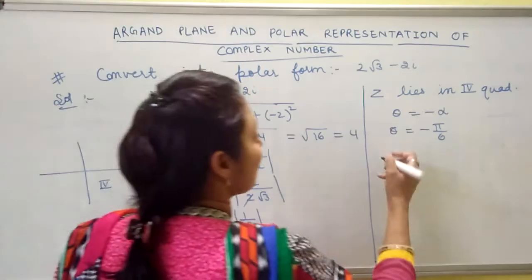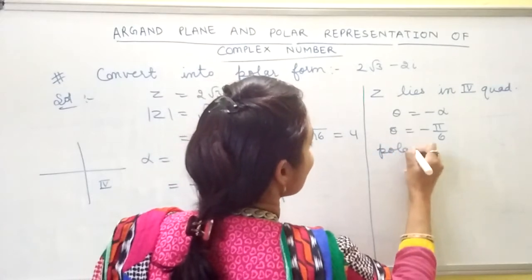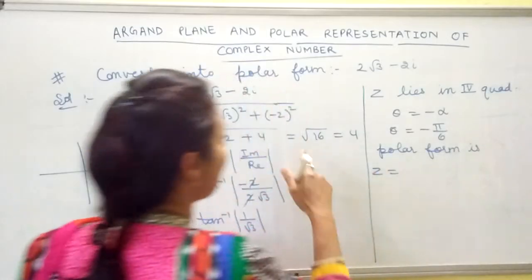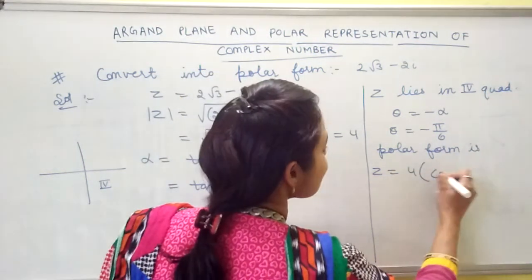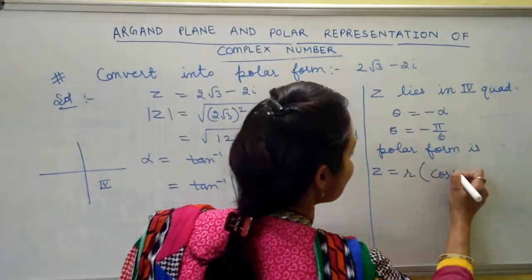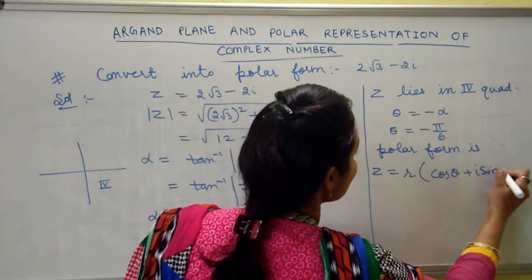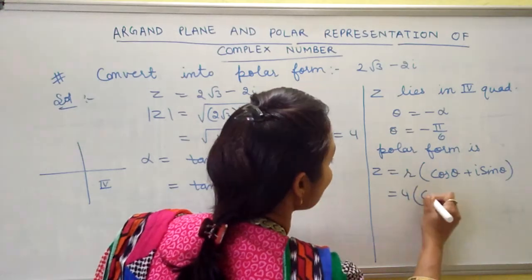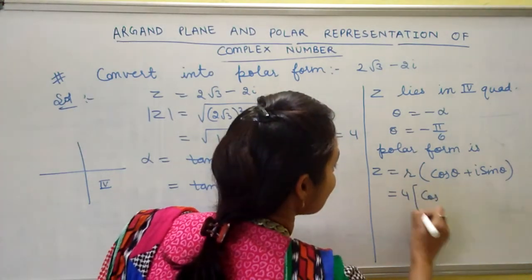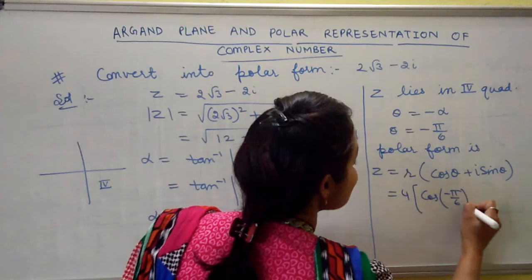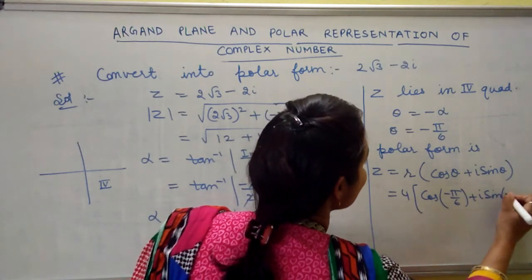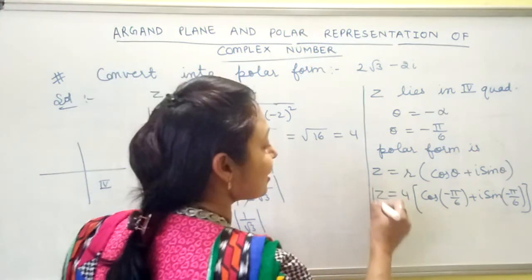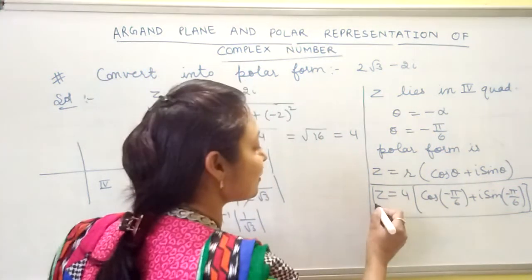Right? Now put the values. The polar form is z equals r (cos theta plus iota sin theta). First of all write the formula, then put the values. r is 4, so z equals 4 (cos of negative pi by 6 plus iota sin of negative pi by 6). This is the polar form of z. So this is the way to find the polar form.